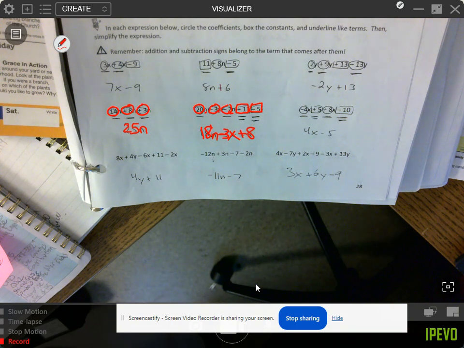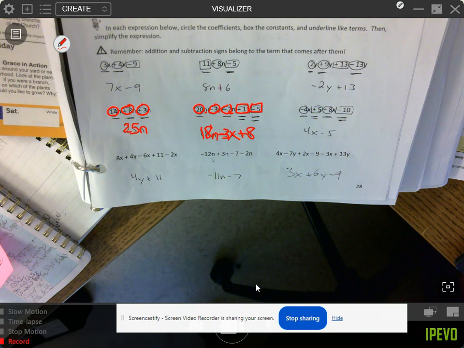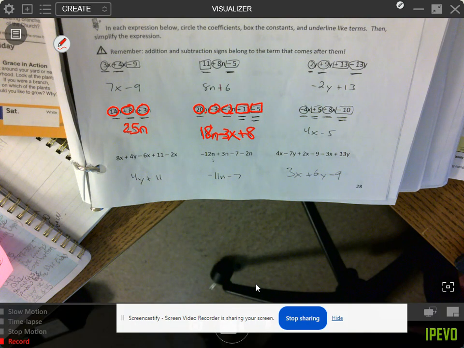Show me your thumbs. How many got 18n minus 3x plus 8? Thumbs down if you did not. And it's okay to do a thumbs down. I'm doing this. So there are a few of us that missed those minuses. I'm guessing that's where we went wrong. Or maybe we combined variables, but n and x are 2 different variables. You cannot combine the lamp and the bed. They're different. N and x are different.